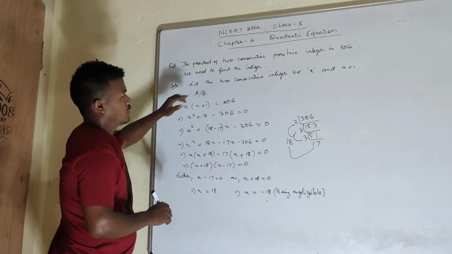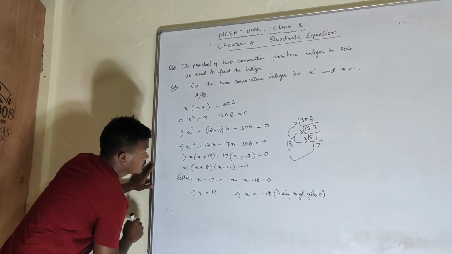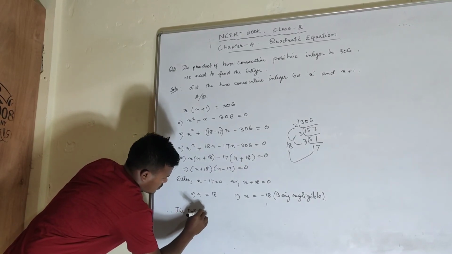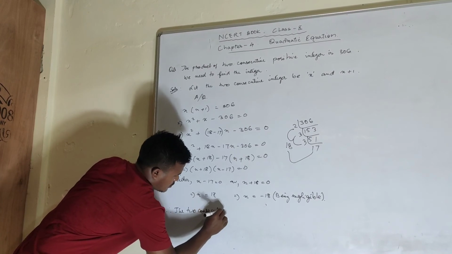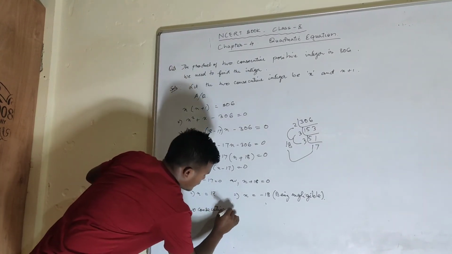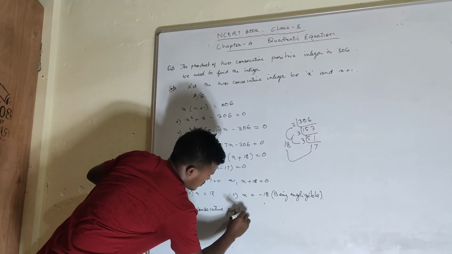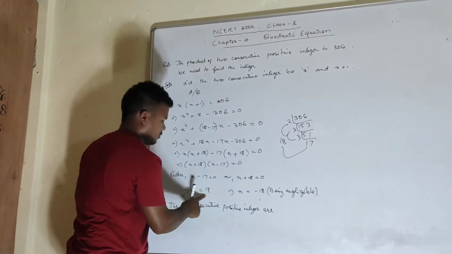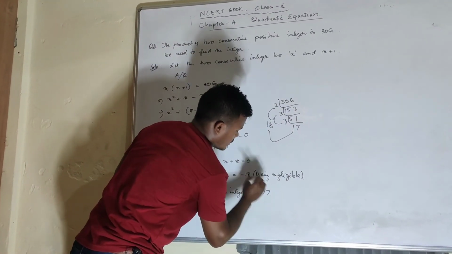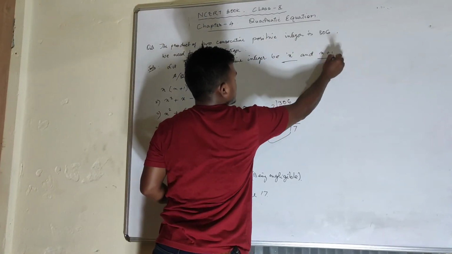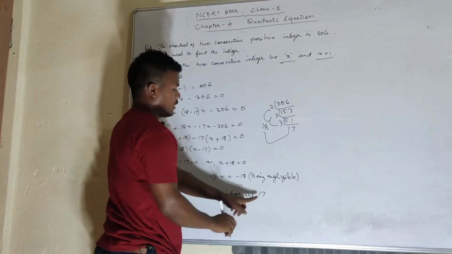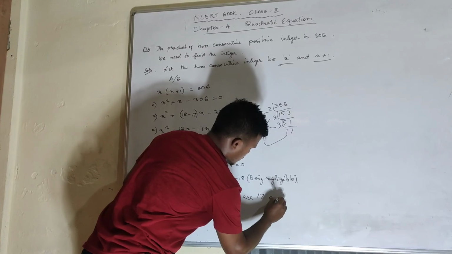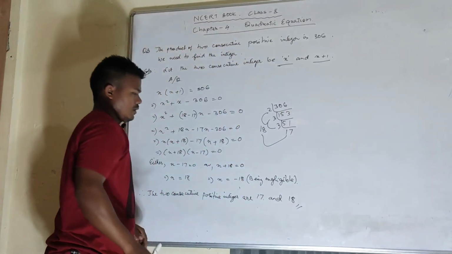So what are the numbers we have got? Therefore our x part: the two consecutive positive integers are, x value we have got is 17, so it will be 17, and then x and x plus 1. So x value is 17, so one number is x, so it will be 17, and 17 plus 1 is 18.